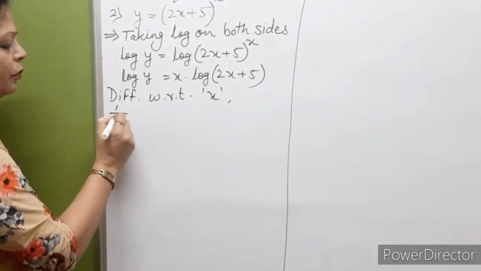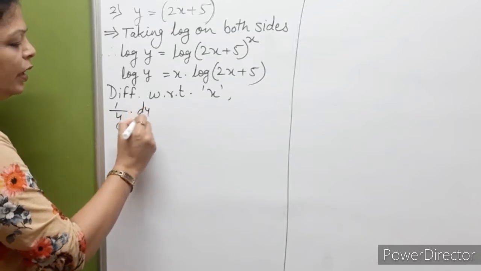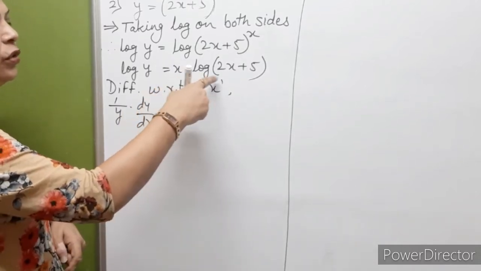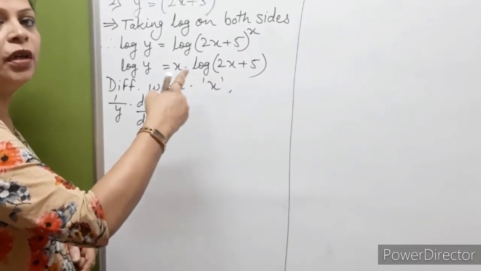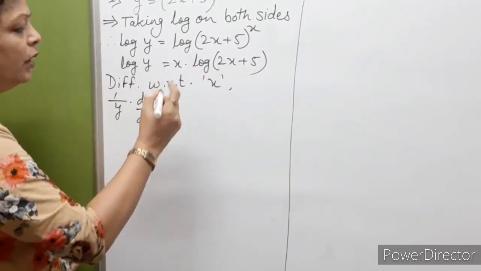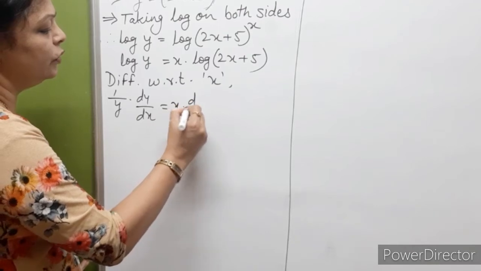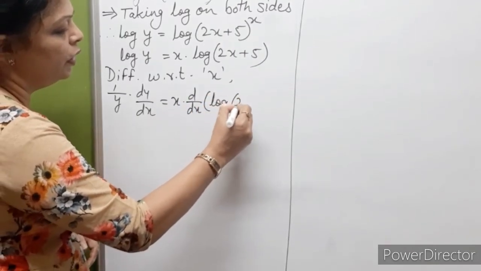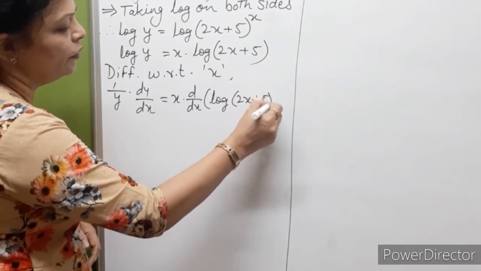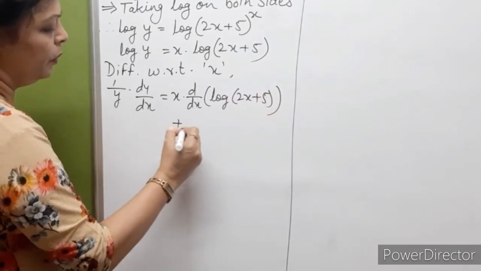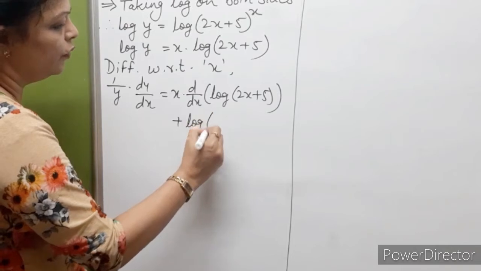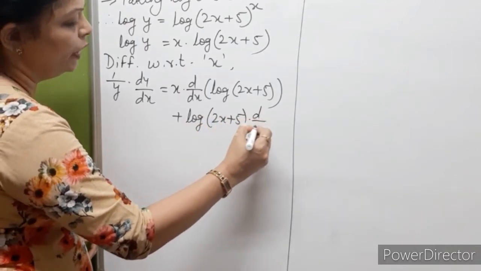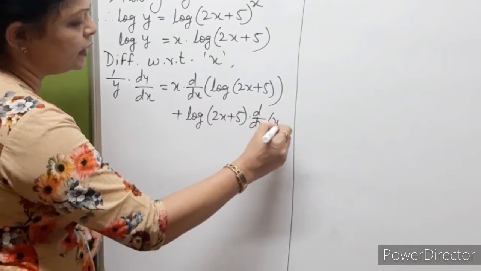So you get 1 upon y into dy by dx is equal to, now this is x into log function. That means you will use the u into v formula. So x into d dx of log of (2x plus 5) plus log of (2x plus 5) into d dx of x.